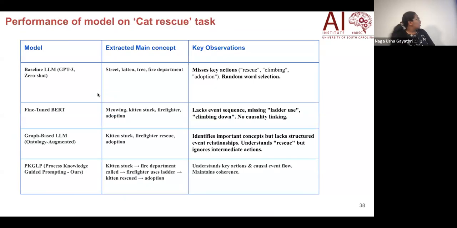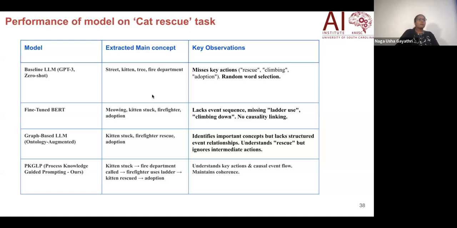And let us see an example. So this is the performance of the model on the cat rescue task with baselines as GPT-3, zero-shot modeling, fine-tuned BERT, a graph-based large language model, and then PKG-LP. So here, these are the extracted main concepts for cat rescue.